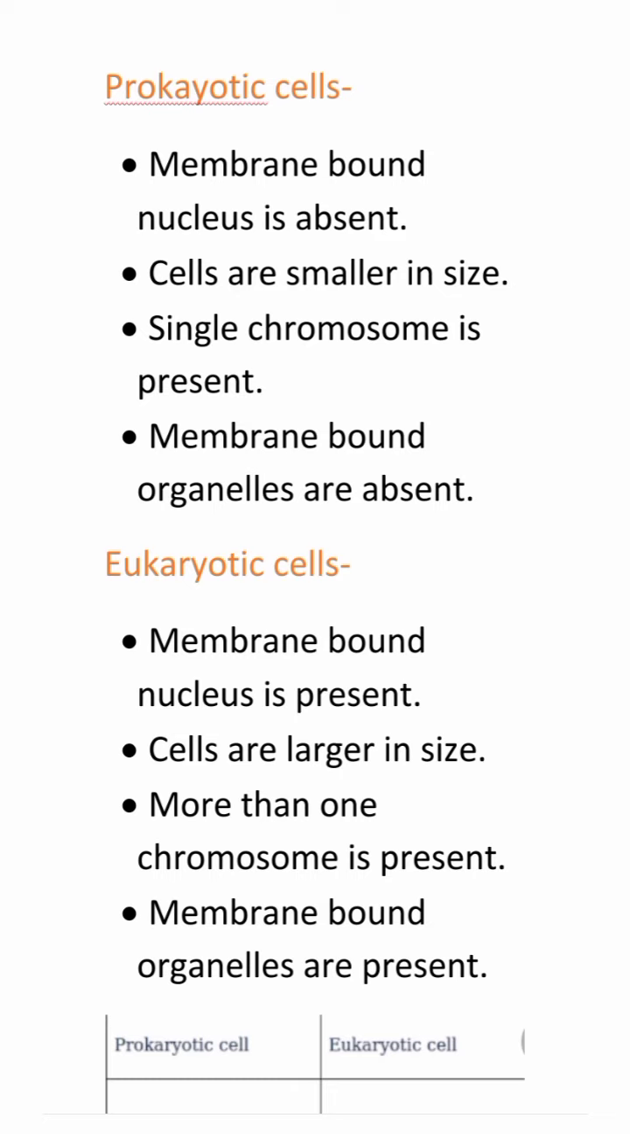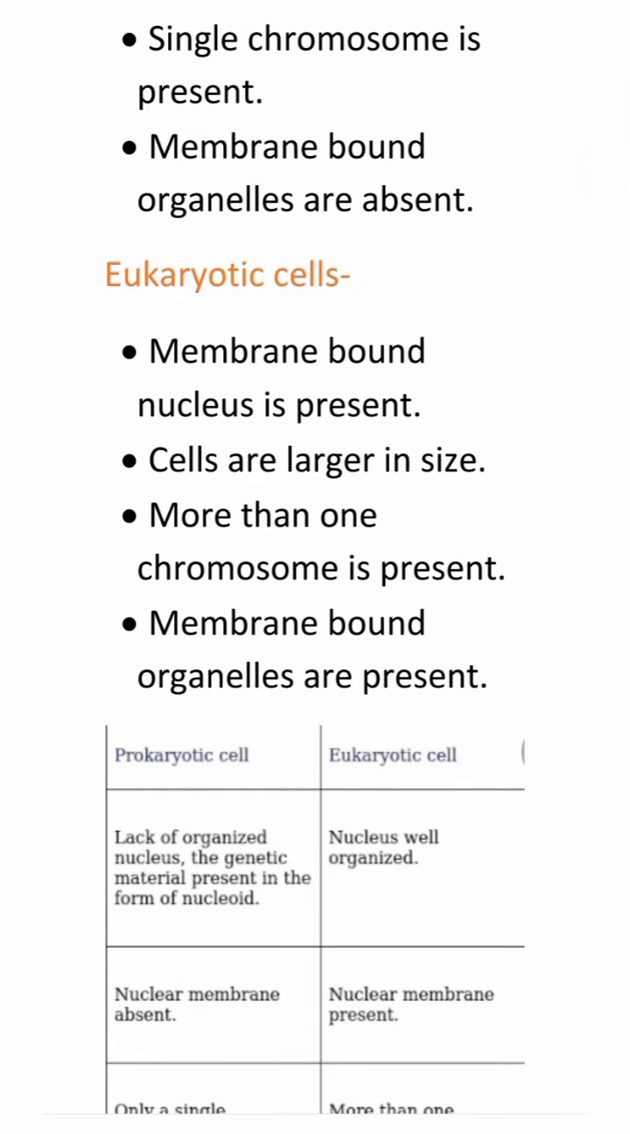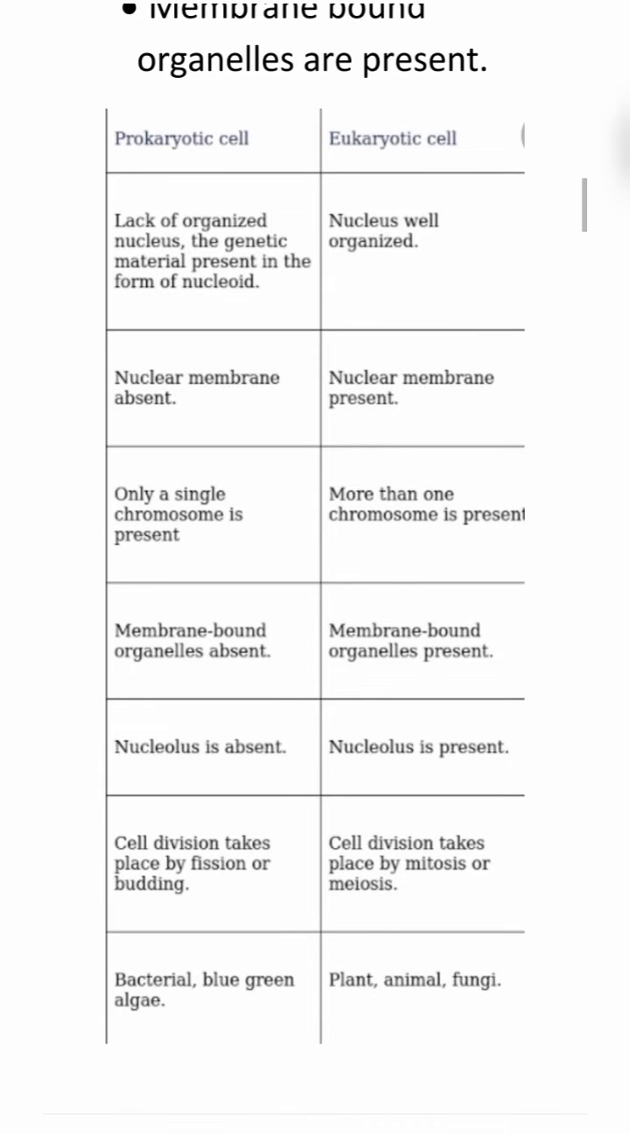A single chromosome is present in prokaryotes, whereas more than one chromosome is present in eukaryotes. Membrane bound organelles are absent here, but in eukaryotes membrane bound organelles are present. So prokaryotic cells are present in all unicellular organisms and microbes. But eukaryotic cells are present in all higher groups of organisms. Some other differences you can mark from this picture.